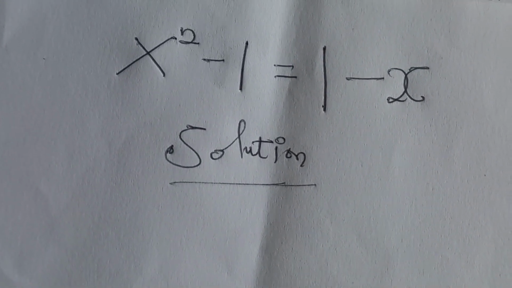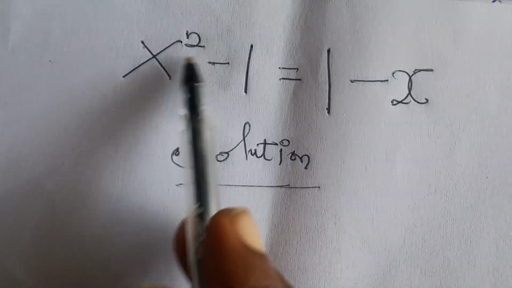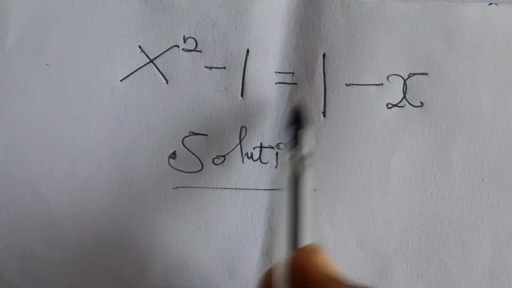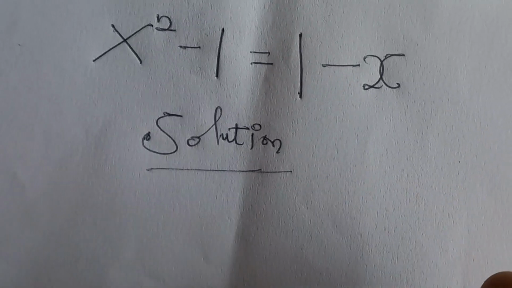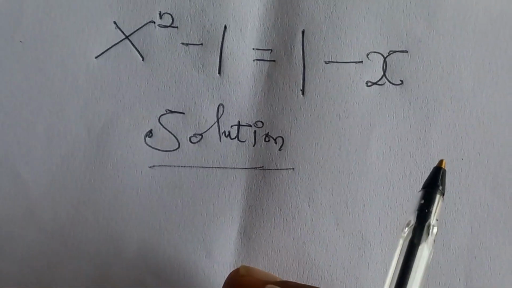So today we are looking at this equation. We have x squared minus 1 is equal to 1 minus x. Okay, so please, there are lots of methods on the side there, but I will choose to go by this particular method.